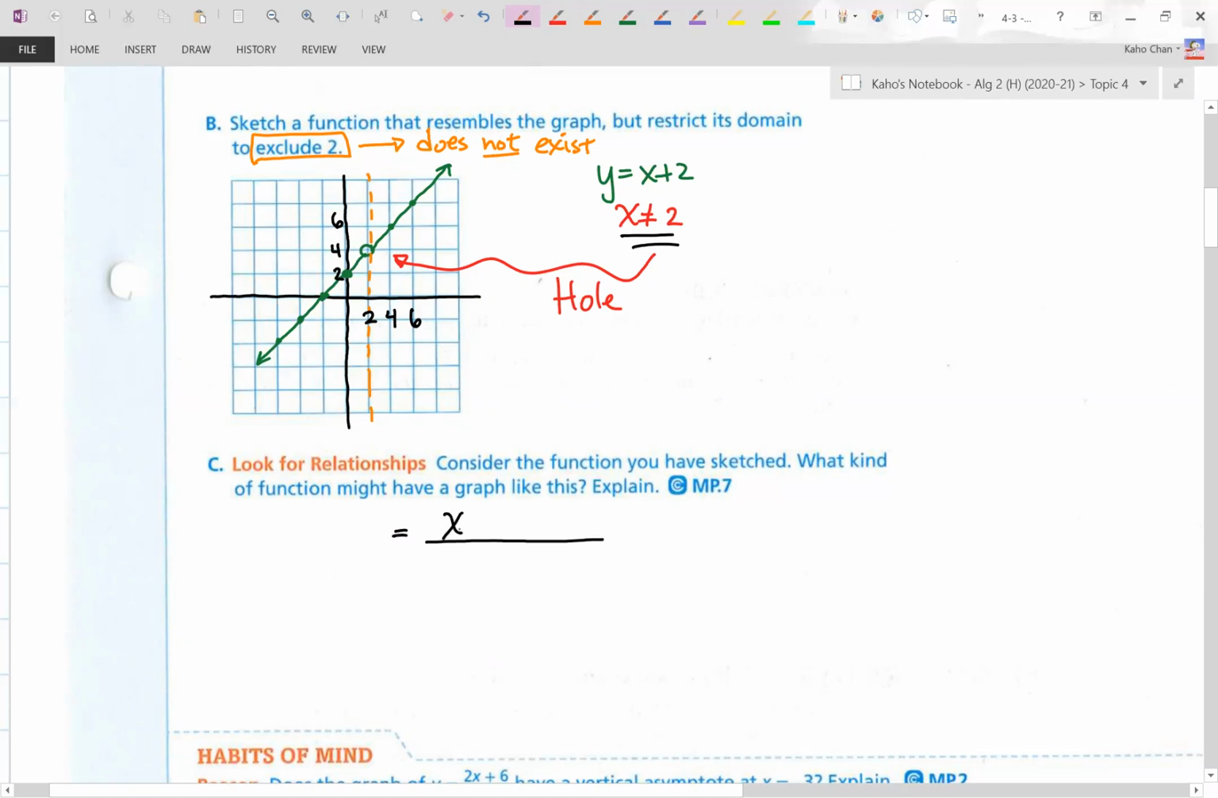X plus 2. Now, you notice I've drawn a fraction bar here. When we have exclusions or holes, we are incorporating a vertical asymptote. Pretend at x equals 2, there is a vertical asymptote. Vertical asymptotes are found by looking at the denominator, as you recall from the last section. In the denominator, x minus 2 represents the vertical asymptote that would be there if you were to graph it.